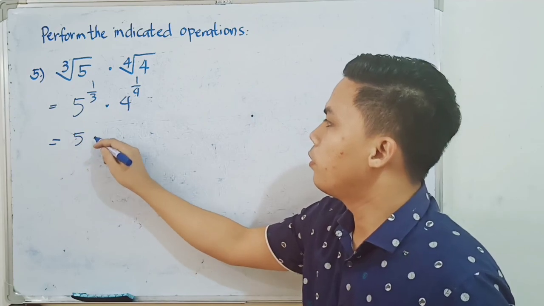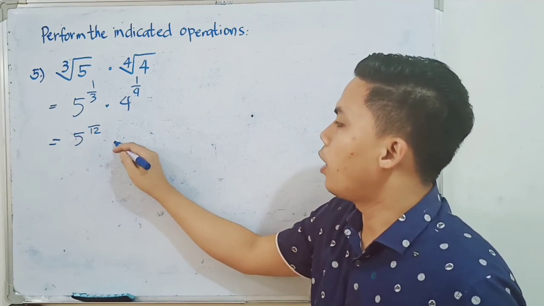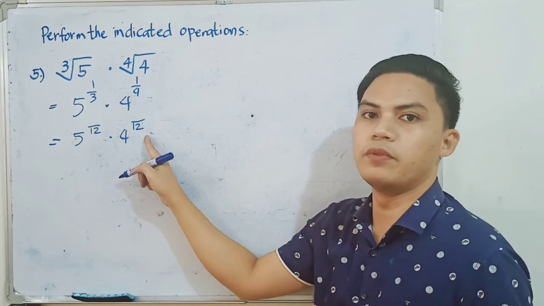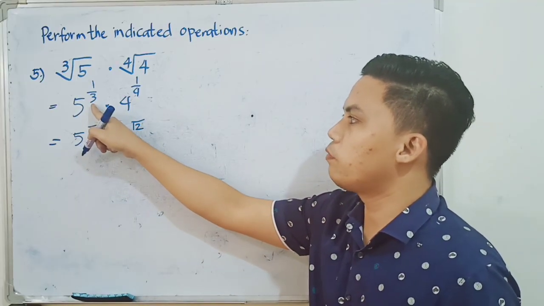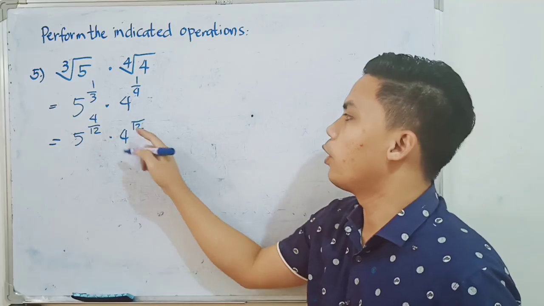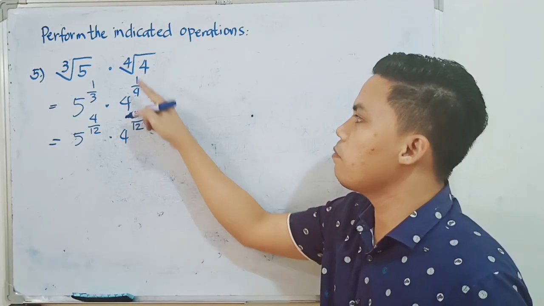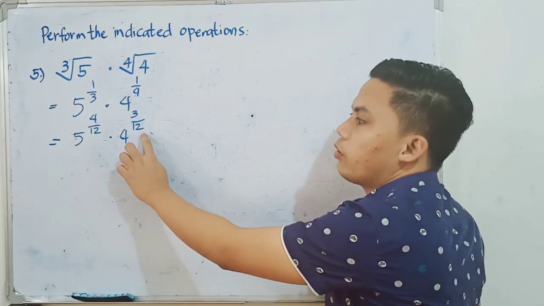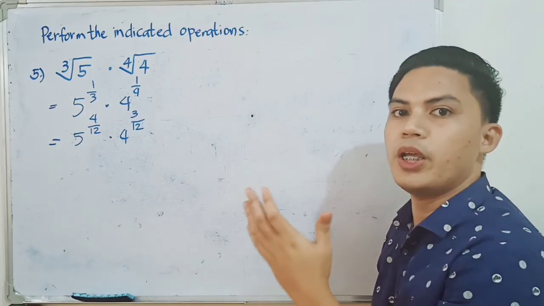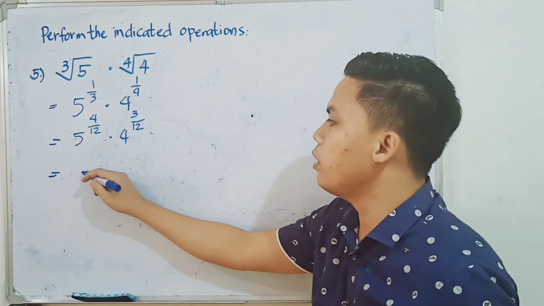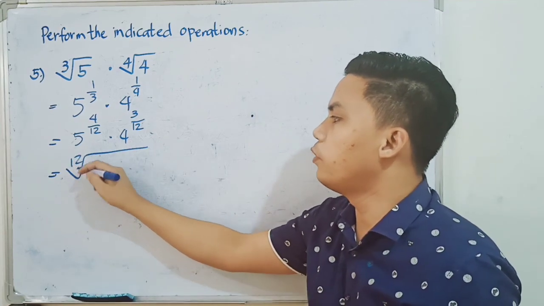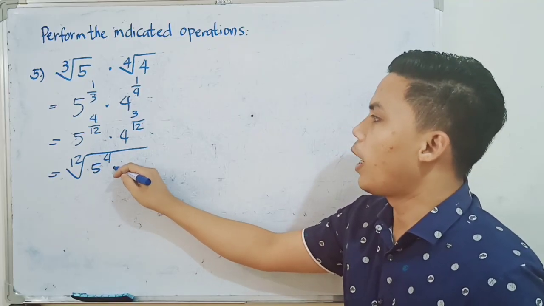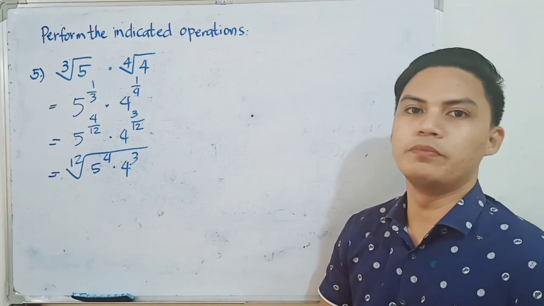So 5 times 4. So yung LCD ng 3 at saka 4 is 12, right? So 12 divided by 3 is 4 times 1. You will have 4. 12 divided by 4 is 3 times 1. You will have 3. So in this case, magkaparehas na sila ng denominator. So yung denominator nila represents our index. So pwede na natin silang pag-isahin. So we will have the 12th root of 5 raised to 4 times 4 cubed.